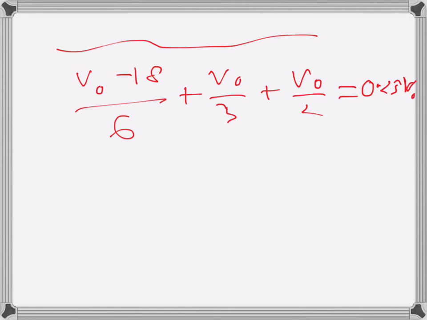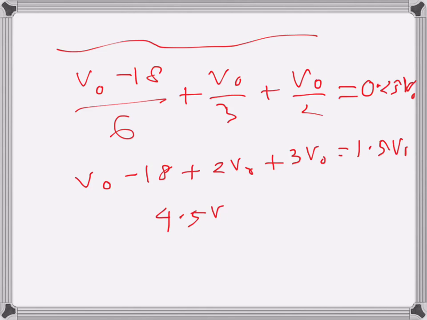So I can multiply both sides by 6, so that will be V0 minus 18 plus 2 V0 plus 3 V0, and then on the right it will become 1.5 V0. So if I rearrange these, V0 on one side, I get 4.5 V0 is equal to 18, which gives me V0 is equal to 18 divided by 4.5, which is 4 volts.